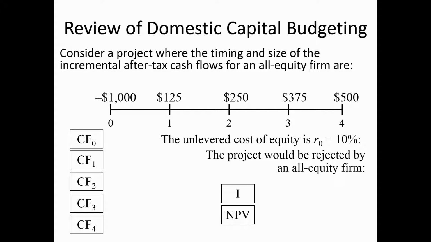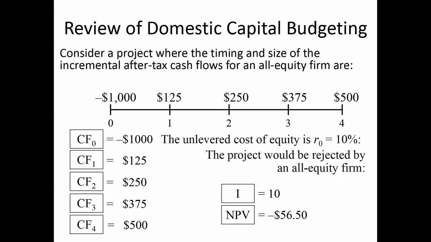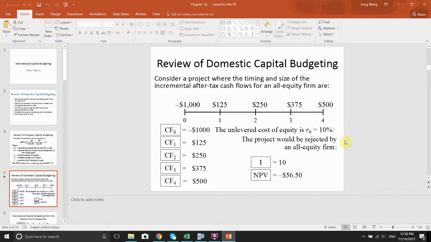We're going to input negative 1,000 as cash flow 0, and 125 for cash flow 1 and all the other cash flows, and also put the interest equal to 10 and solve for NPV. That is negative 56.50.